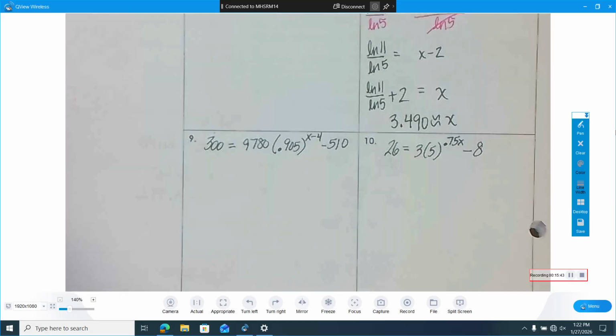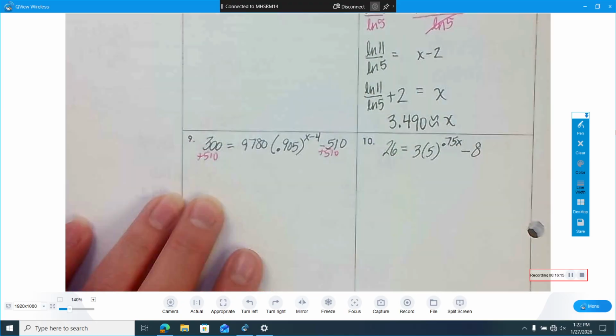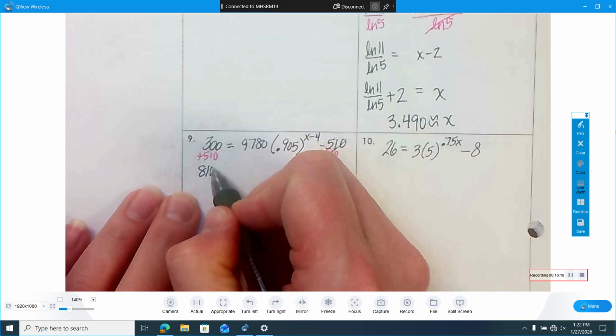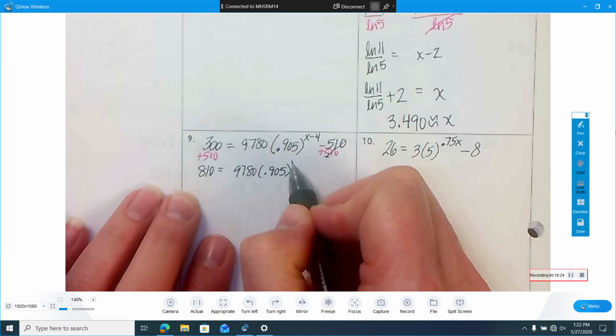Number 9 is 300 equals 9,780. Don't you love the numbers? Or the base of 0.905 raised to the x minus 4 power with a big minus 510 on the outside. Add 510. Yes, we're going to add 510 to get started. So that's 810 equals 9780 times 0.905 to the x minus 4 power.